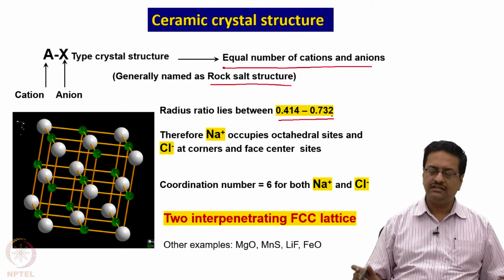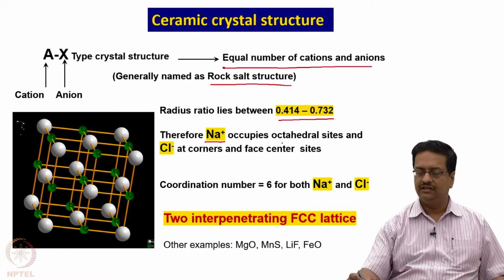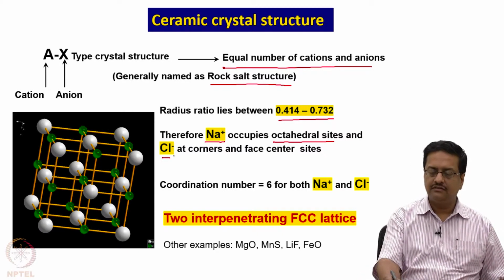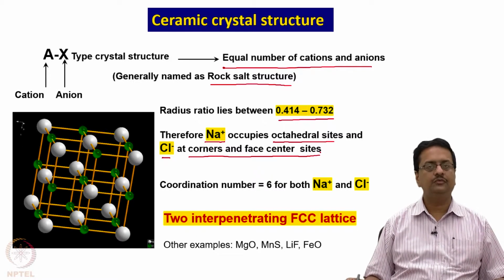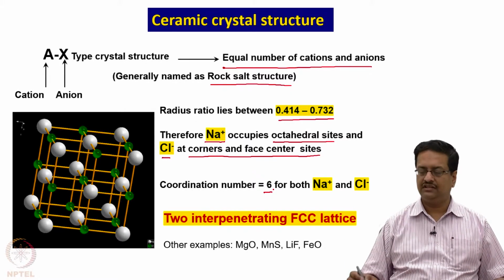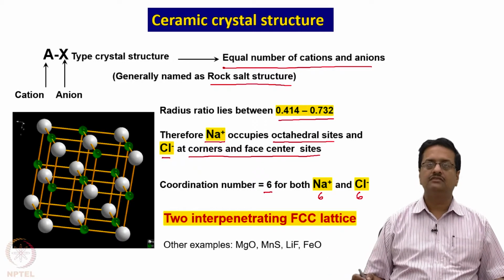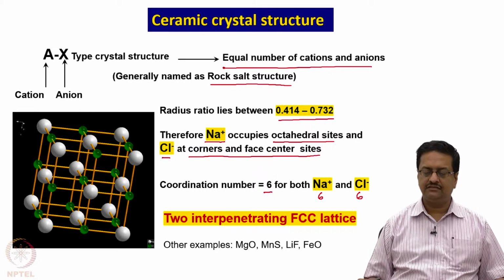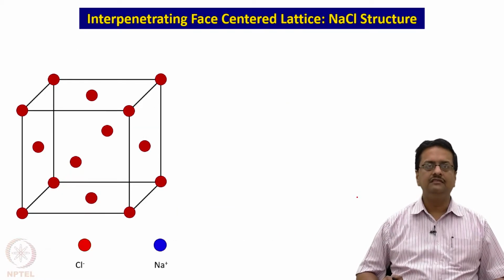So, what we see here is that the sodium cations, Na+, occupy the octahedral sites and chloride ions occupy the corners and face centered sites of a face centered cubic lattice. So, it is a 6:6 coordination, that means 6 coordination with respect to both sodium and chloride, and this structure is represented as an interpenetrating face centered lattice. So, what does it mean?